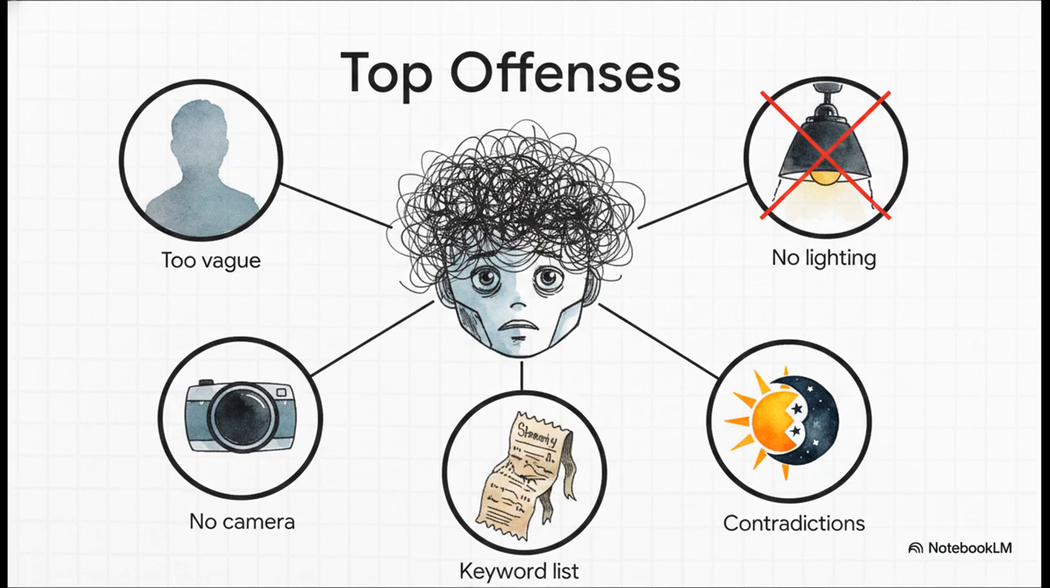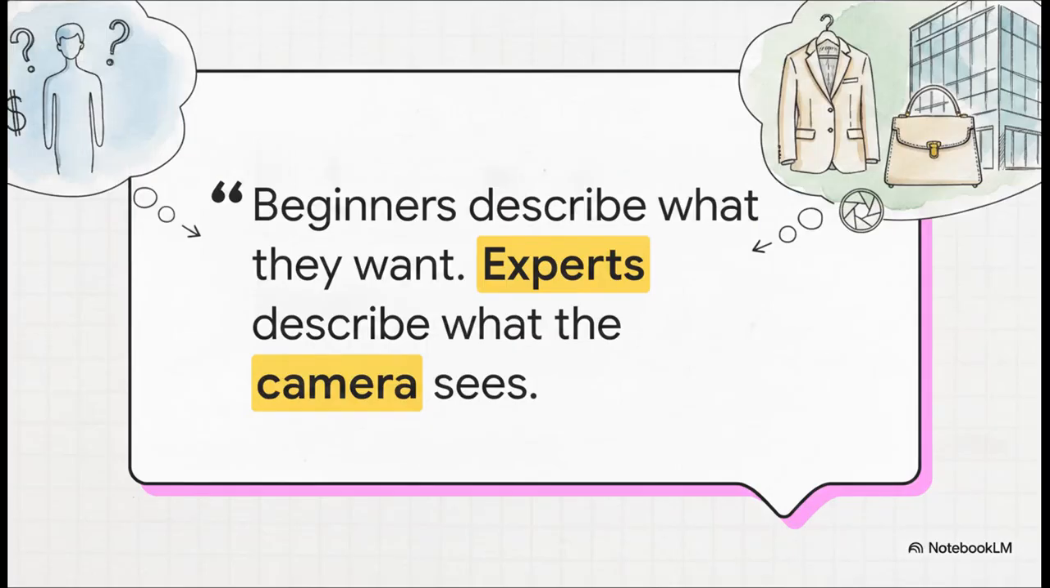Keep your vision consistent. I really want to drive home this profound shift in mindset from our source material. Most beginners describe what they want. Experts describe what the camera sees. Think about it. If you want an image of a wealthy executive, a beginner will type, "make her look rich." But the AI doesn't understand the abstract human concept of rich. An expert, though, knows to describe visual details. They'll write, tailored cream suit, luxury leather handbag, modern glass office building. The AI understands those concrete visual details perfectly.